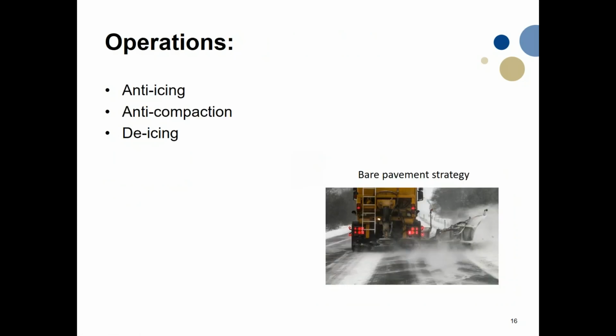So let us talk a little bit about why these chemicals are applied, and now we are talking about operations. For me, an operation is an event where the truck is actually driving out and we are spreading out chemicals. That is an operation, and in Norway we now define 3 types of operations. One is anti-icing, another is anti-compaction, and the last one is de-icing. And all of these operations are used in this bare pavement strategy.